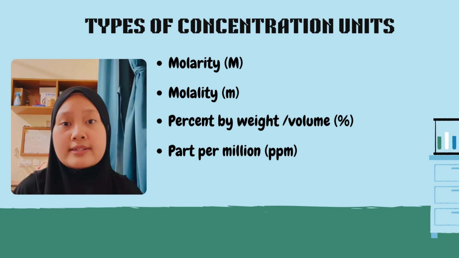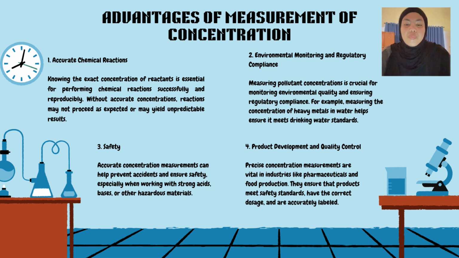The fourth type is mass percent, which represents the mass of solute divided by total mass of the solution and multiplied by 100%. These are 4 main ways to show how much of a substance is in a solution, and each is useful for different types of calculations and situations.